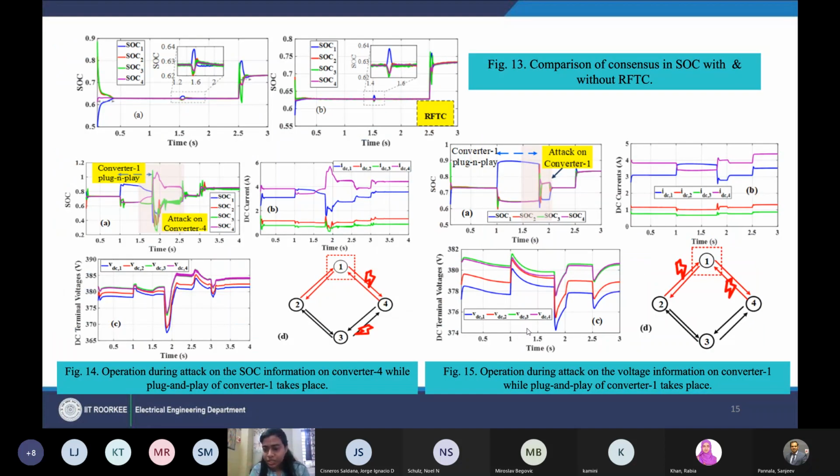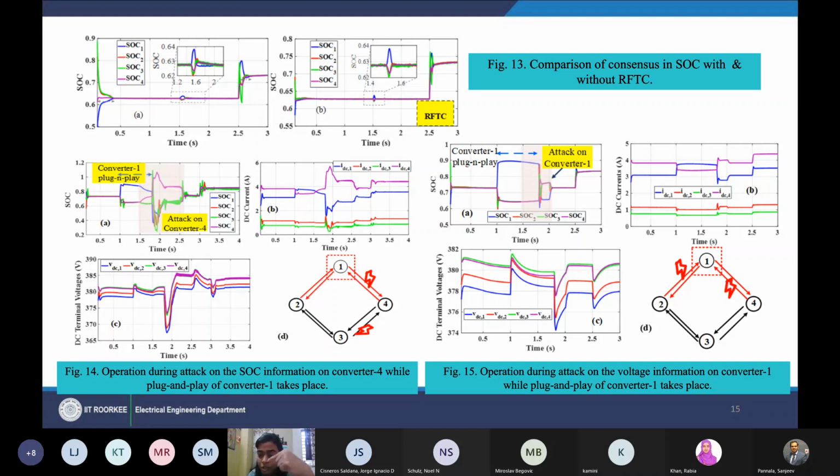Okay, let us take just one example. Let me focus on figure 15. Here we have taken a study case in which there is an attack on the voltage information of converter 1 in the DC microgrid.